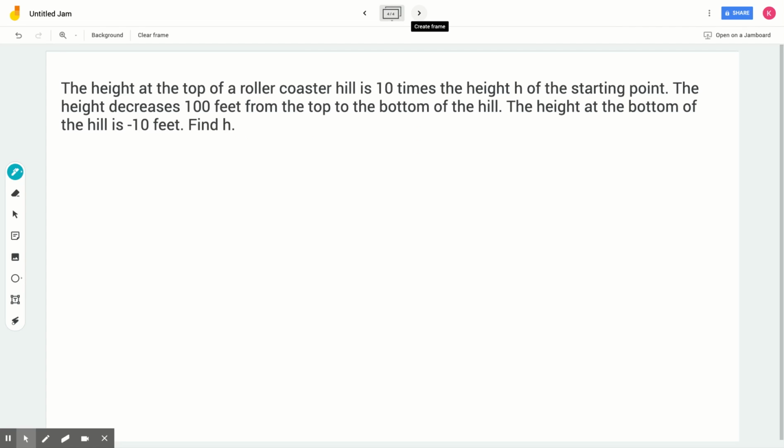On the last one, it says the height at the top of a roller coaster hill is 10 times the height h of the starting point. The height decreases 100 feet from the top of the hill to the bottom of the hill. The height at the bottom of the hill is negative 10 feet. Find h. So we know that 10 times the height can be written as 10h. If it decreases 100 feet, we know that means it goes down.